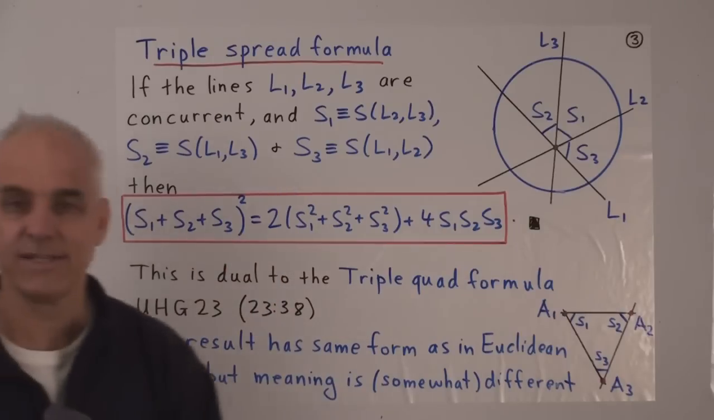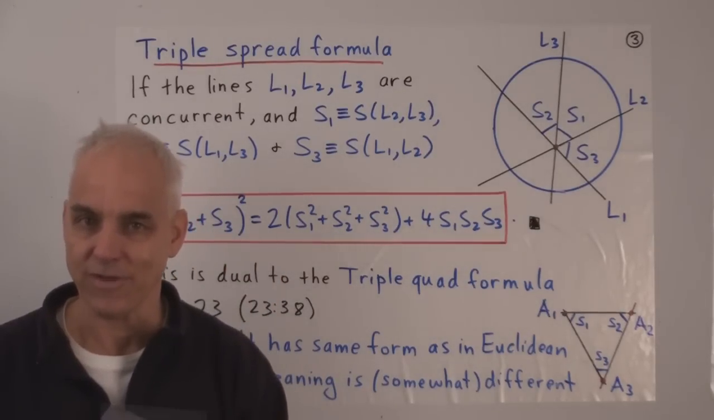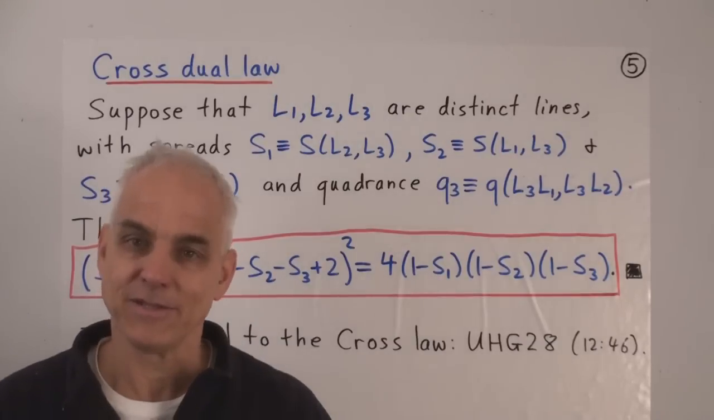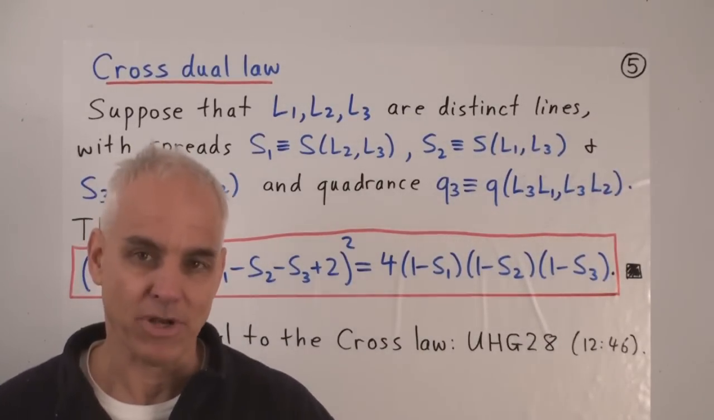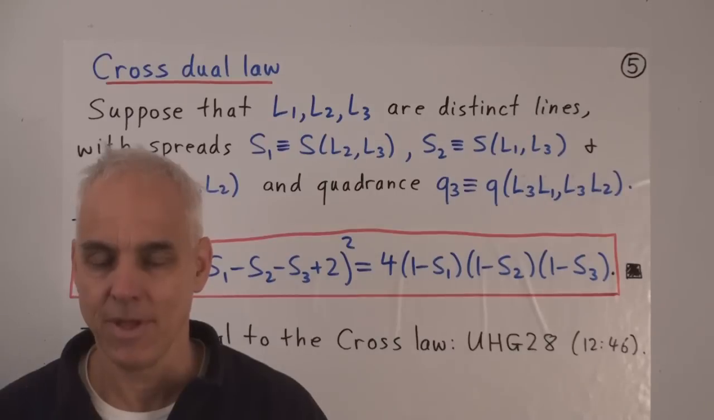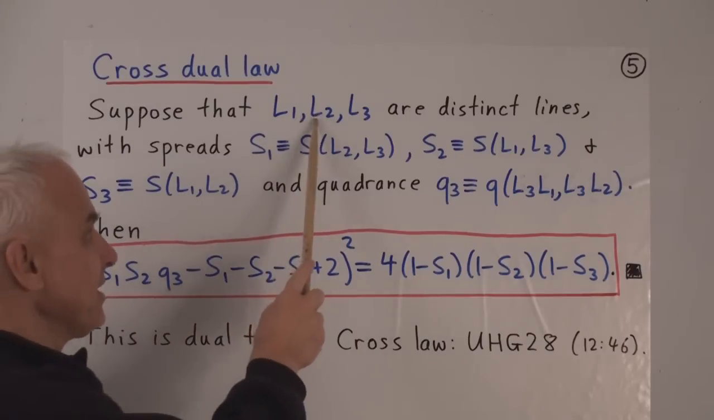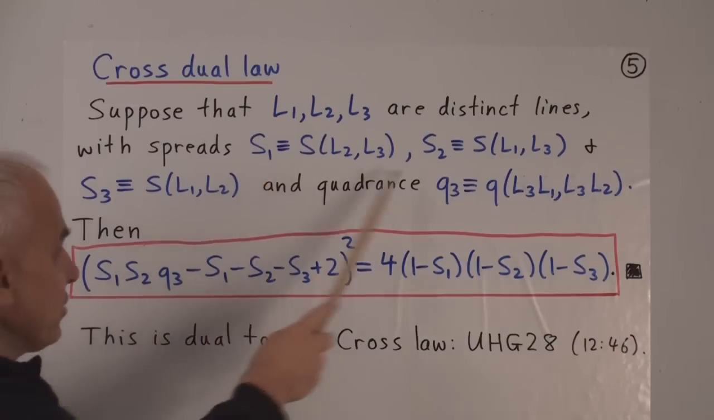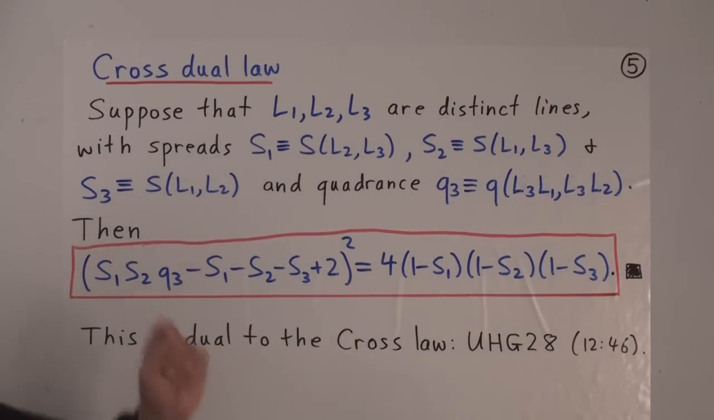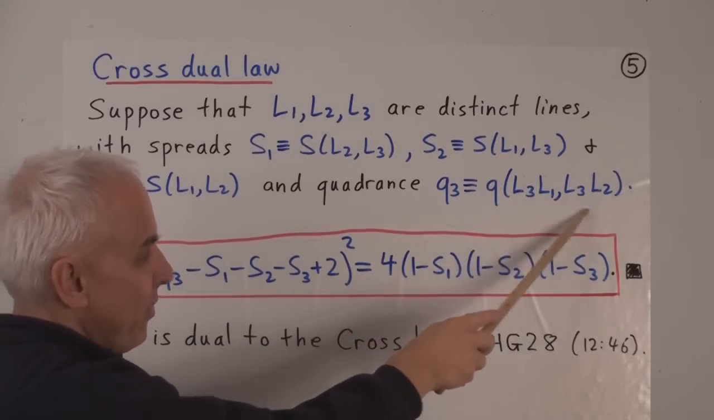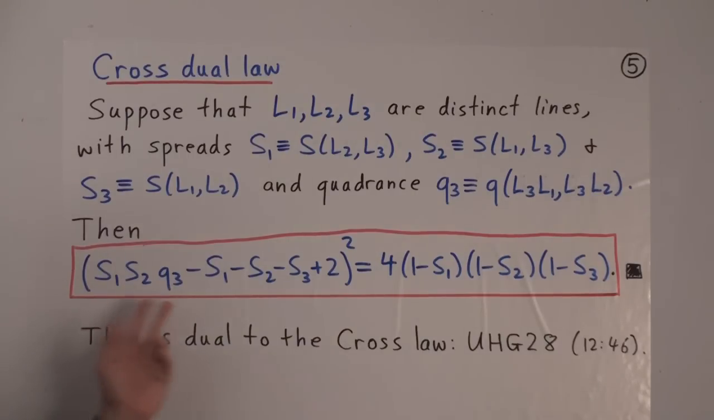So that's the dual of our second of the 4 fundamental trigonometric laws. The most complicated of the 4 main laws is the cross law, of course, and it's also the most powerful of the laws because it more or less implies all the other 3. The dual of the cross law is the cross-dual law. It says that if we have 3 distinct lines, L1, L2, L3, making spreads S1, S2, and S3 as before, and if we have one of the other quadrances, say Q3 is the quadrance between the meet of L3 and L1 and L3 and L2, then this is the relationship satisfied by the 3 spreads and the quadrance Q3.